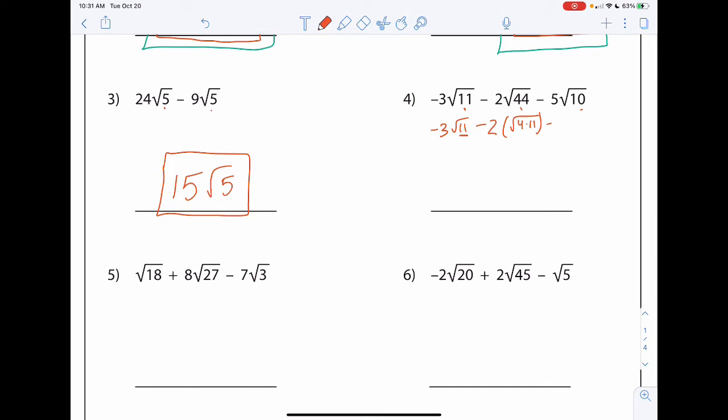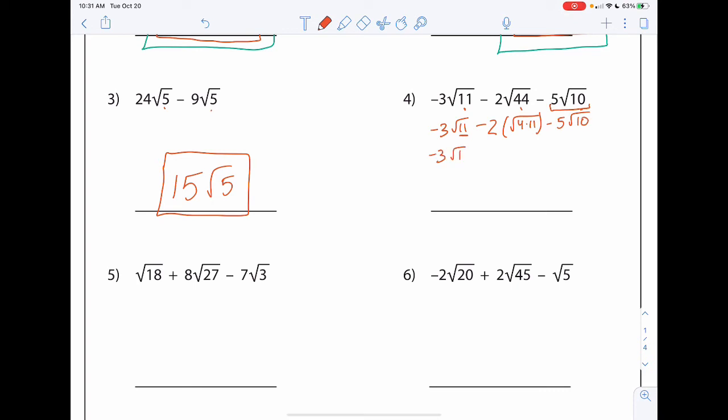But I'm going to hold off on simplifying because I want to look at 5 radical 10. Now 10 I could break up into 2 times 5, but neither of those are perfect squares, so I'm actually not going to do anything with the 10 either. I'm just going to leave it there. So let's rewrite this again.